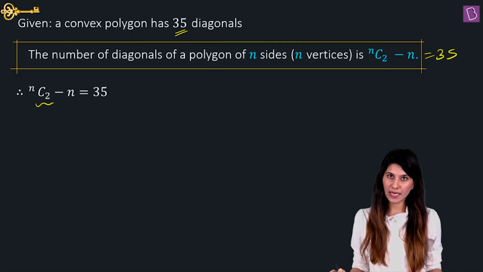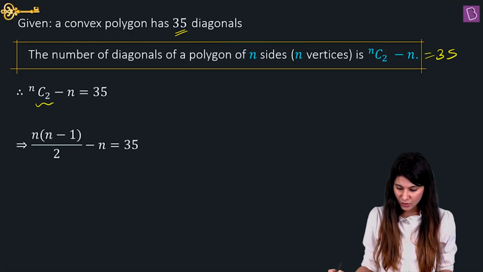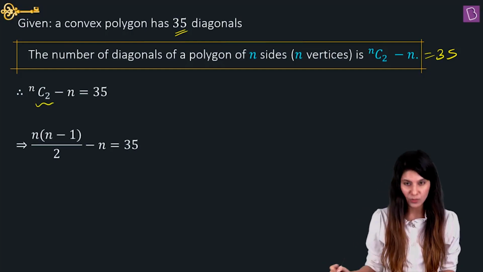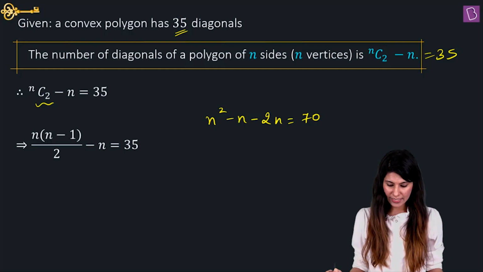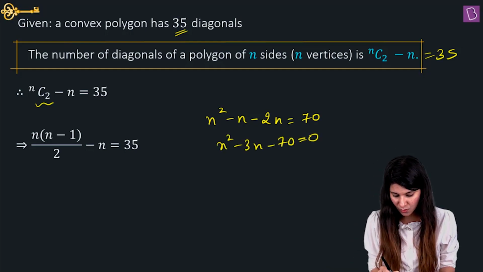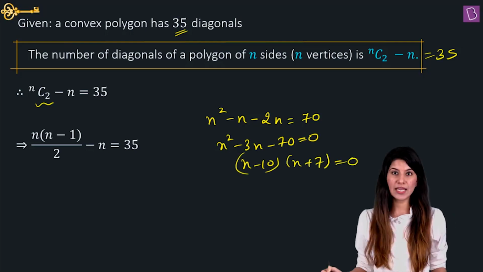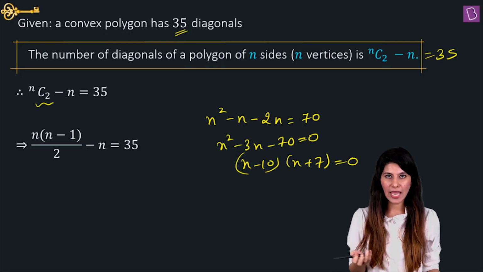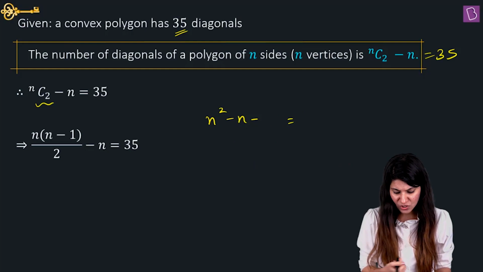So here nC2 minus n will be 35. nC2 you all know, n(n minus 1)/2. If you solve this, you'll get the value of n, which is equal to 10. Let's do that. n squared minus n minus 2n is equal to 70, right? n squared minus 3n minus 70 is equal to 0. So (n minus 10)(n plus 7) is equal to 0. So n equals minus 7, obviously n cannot be negative. So n equals 10 would be your answer.